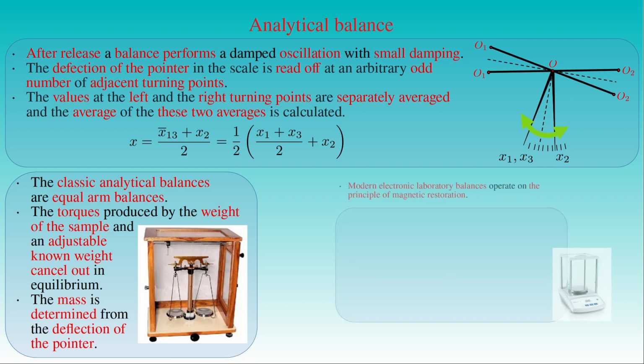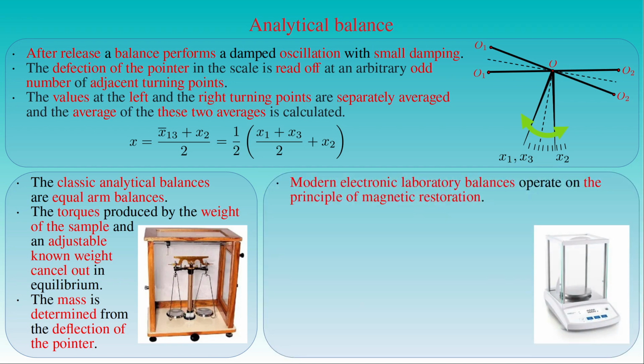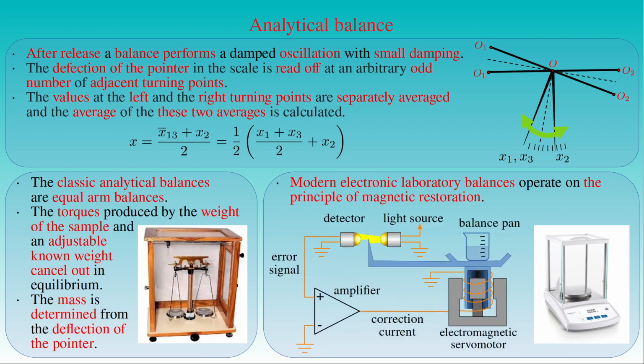Modern electronic laboratory balances operate on the principle of magnetic force restoration instead of the lever principle. The typical mechanism of such balances consists of an electromagnetic servomotor generating a force counter to the weight of a sample being measured. The main components of the servomotor are a permanent magnet producing a magnetic field and a coil supported by precision springs, which allows the coil to move in the direction of its axis.